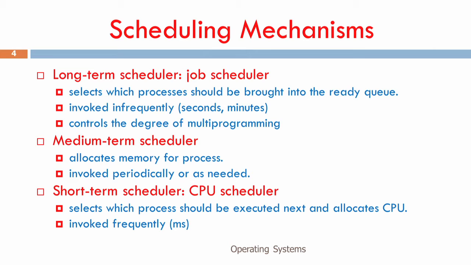Now, a long term scheduler is invoked once in a second or minute, while a short term scheduler is invoked every millisecond or tens of milliseconds. So, this is the difference. We will be covering scheduling algorithms which are true for both long term and short term scheduling, and we will see how this could work.